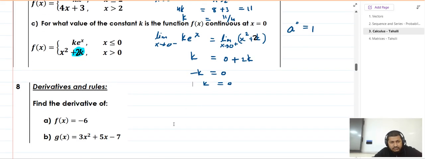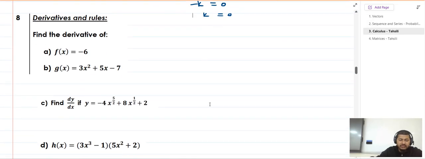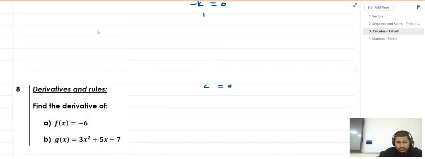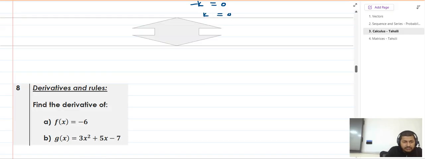Moving on to the next one. Find the derivative of. Now how do we find the derivative? We have derivative rules. Let's look at the quick rules of derivatives before we solve these questions. So first we have the power rule. What are the derivative rules? Let's do the power rule first, number 1.